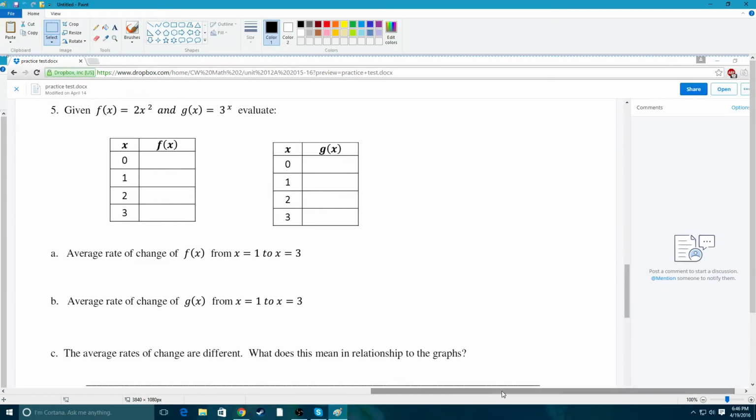Okay, number 5. We're going to evaluate these things. Let's plug them in. So this is 2 times 0 squared. 0 squared is 0, and 2 times 0 is just 0. 2 times 1 squared, that's just 2 times 1, which is 2. 2 times 2 squared is equal to 2 times 4, which is 8. And 2 times 3 squared is equal to 2 times 9, which comes out to 18.